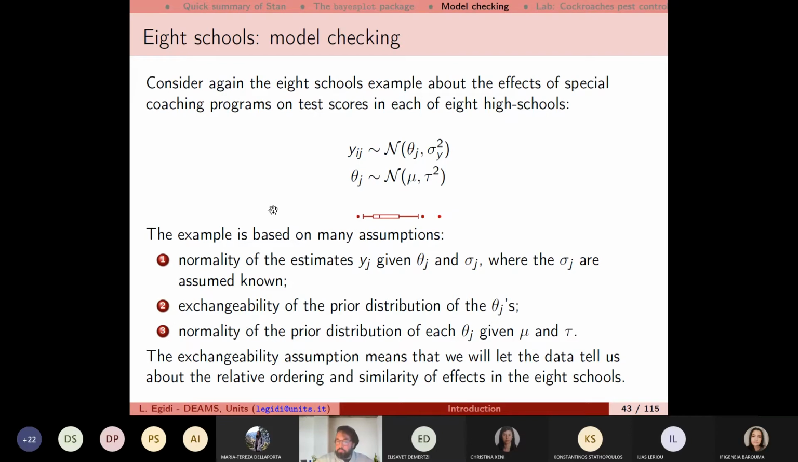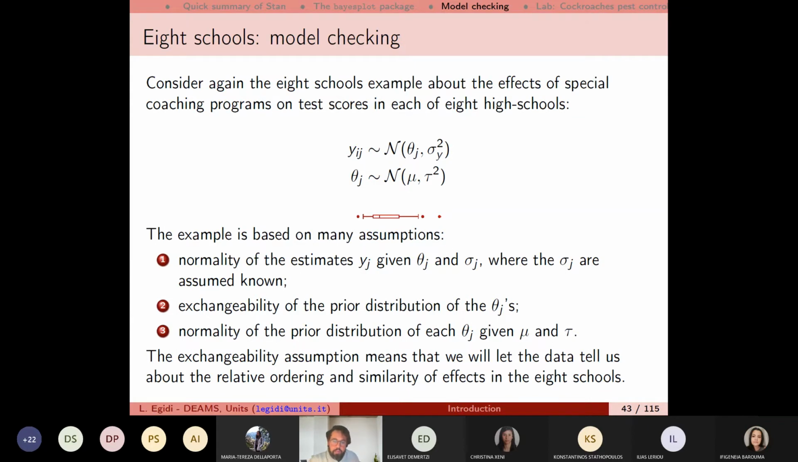The example that we had is based on many assumptions. So we are assuming normality of the estimates given theta j and sigma j, where the sigma j are assumed known. We are assuming exchangeability of the prior distribution. I didn't go in depth with this, but basically we are assuming that in some sense, all the theta j are exchangeable. We are assuming a normality of the prior distribution of each theta j given the hyperparameters mu and tau. So in some sense, we are making many assumptions.